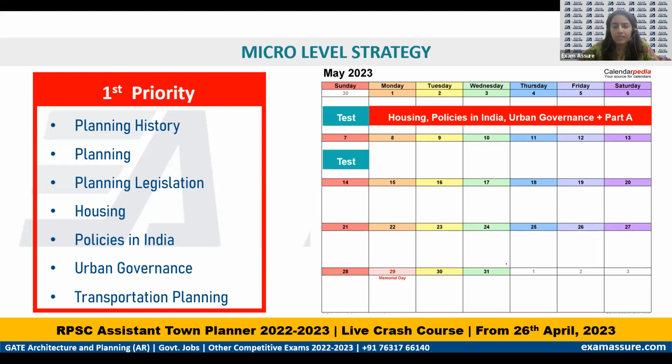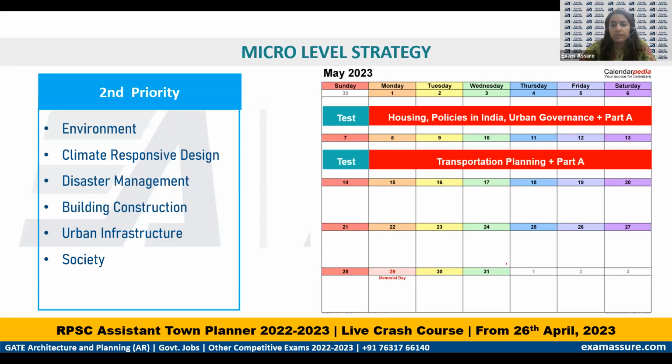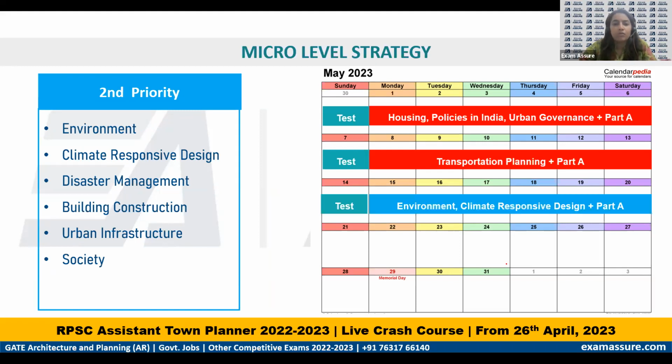So Sundays, basically, or weekends, you can keep for testing yourself, checking how much you've completed, and analyzing how your study is going. Then we can move to transportation planning. Now, once these priority one list subjects or topics are done, then we can move to the second priority list.